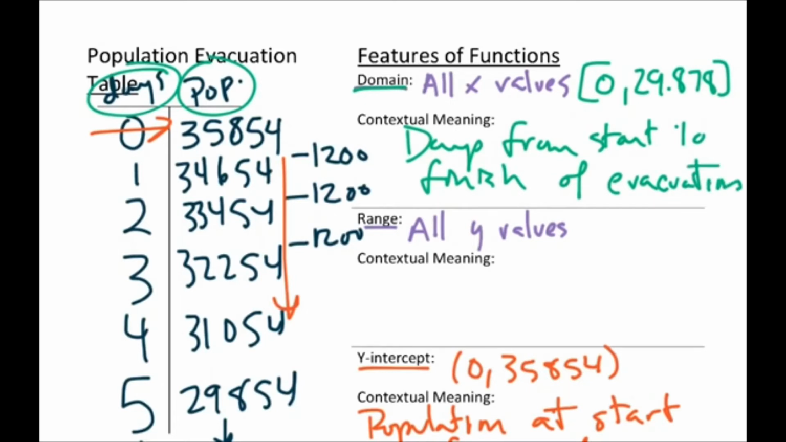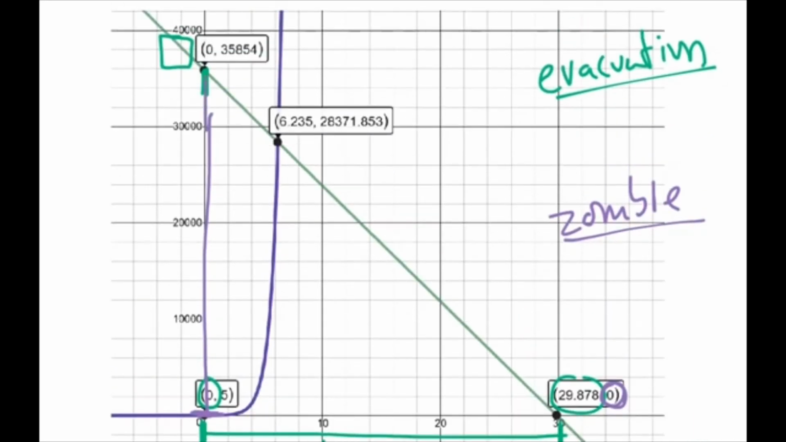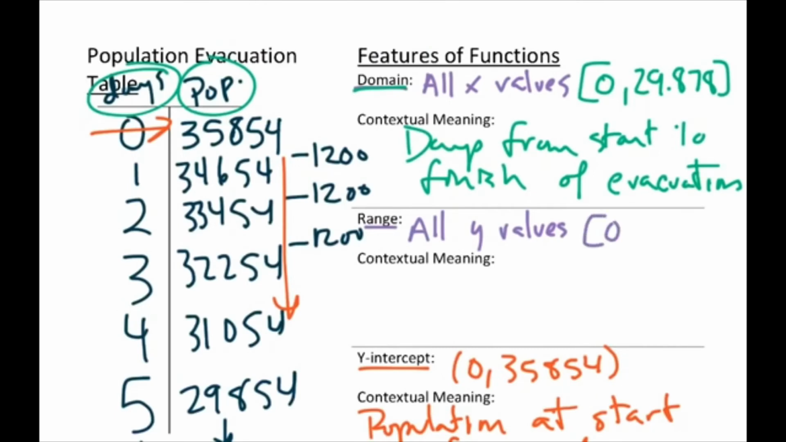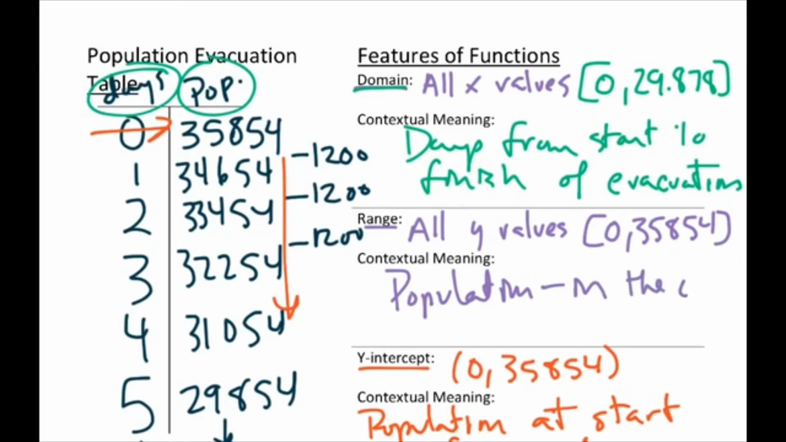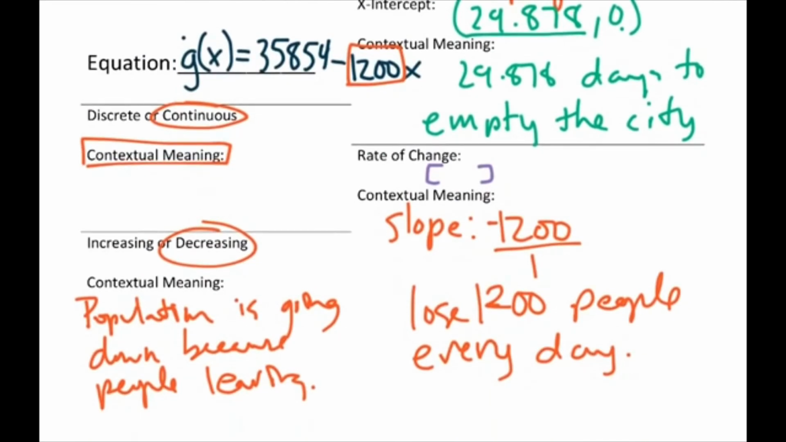Okay. Now the range are the y values. So we start here down here at 0, right? And we go clear up till our population of 35,854. So our range would be from 0 to 35,854. And what does that mean? That's just our population. Okay, how many people are in the city? Alright. Now, that rate of change. So, we'll get to that one in a second.